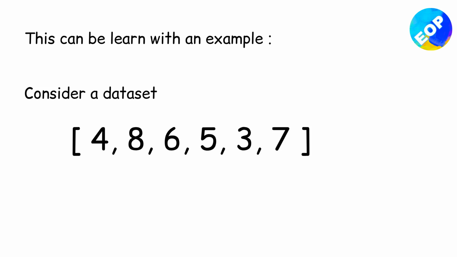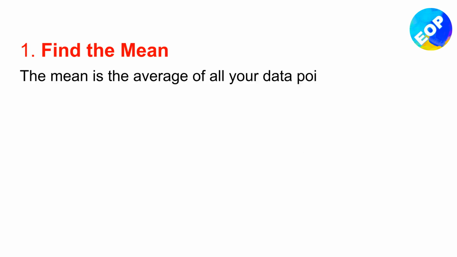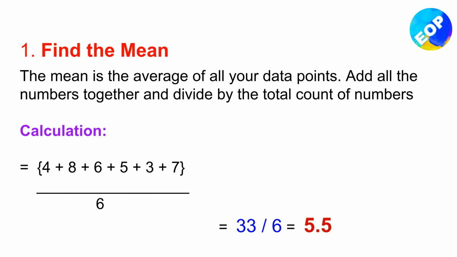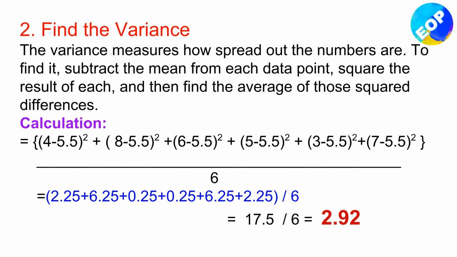Consider a dataset: 4, 8, 6, 5, 3, 7. 1. Find the mean. The mean is the average of all your data points. Add all the numbers together and divide by the total count of numbers. Calculation: 4 plus 8 plus 6 plus 5 plus 3 plus 7 divided by 6 equals 33 divided by 6 equals 5.5.